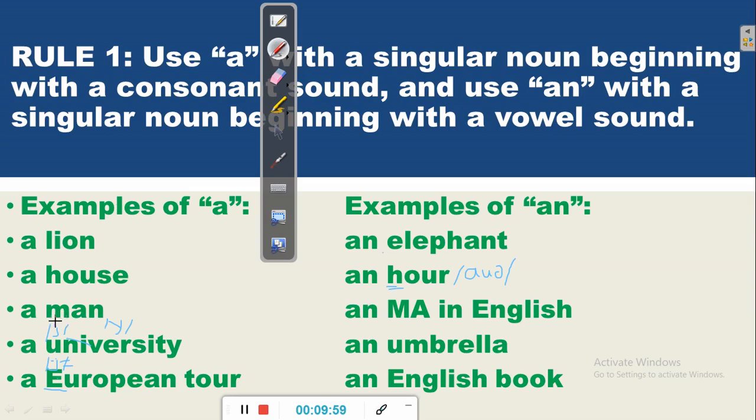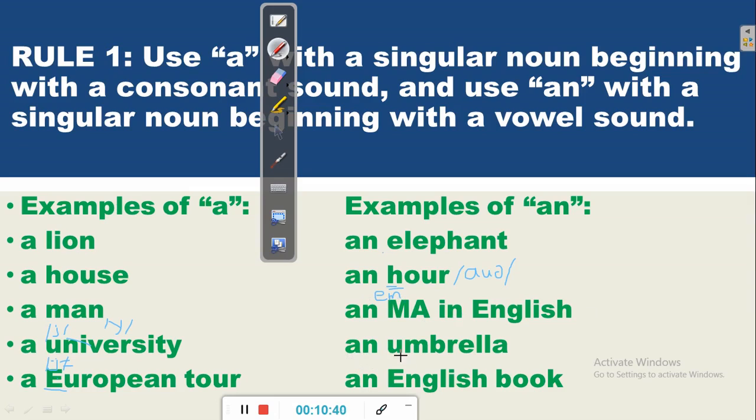Now here we have the same consonant letter M, but here we are pronouncing it as a consonant sound. Ma, ma, ma. But here we are pronouncing it as a vowel sound. M-A, M-A, M begins with a vowel, an MA in English.